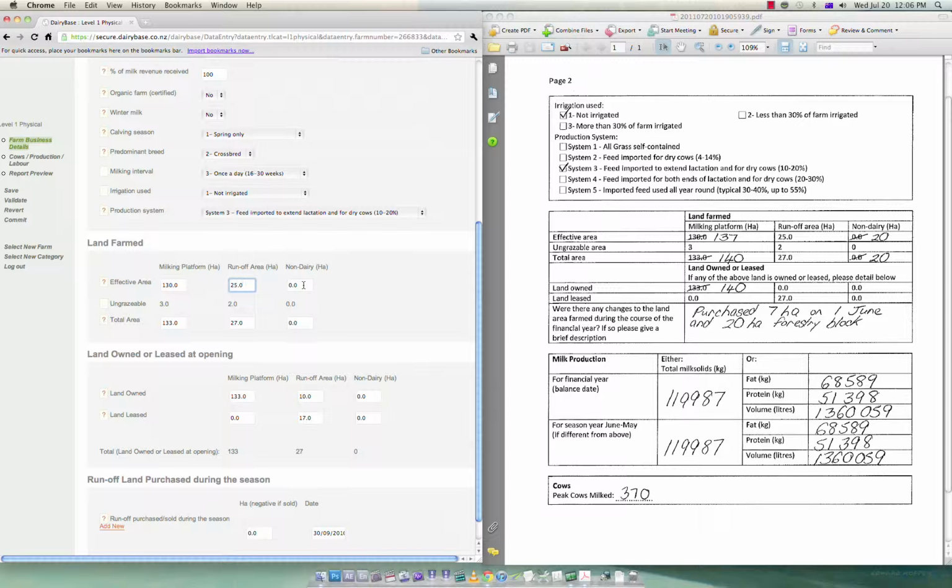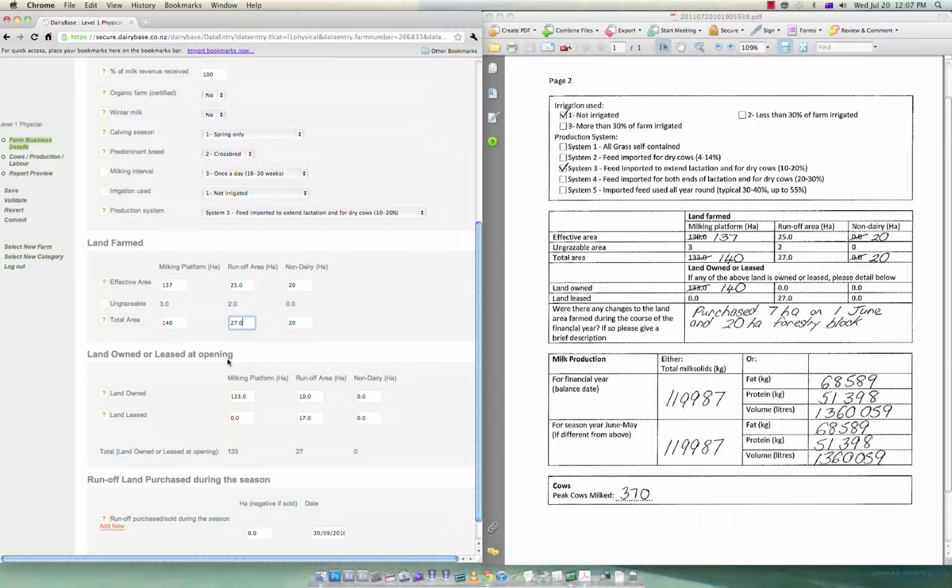And once again, as I said, the non-dairy is for any of the operation that's not used, and in this case you can see that the farmer has purchased 20 hectares. We would just type that in to change that amount. He's also purchased an additional 7 hectares for the milking platform, so we would change that just by typing over the top of it and making sure that our total area also changes. It should always be the total of the two.